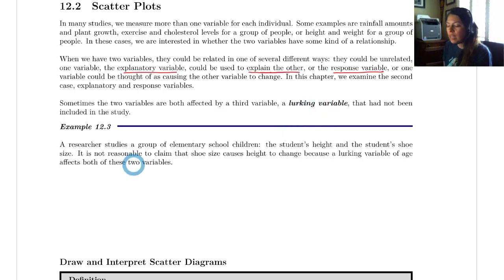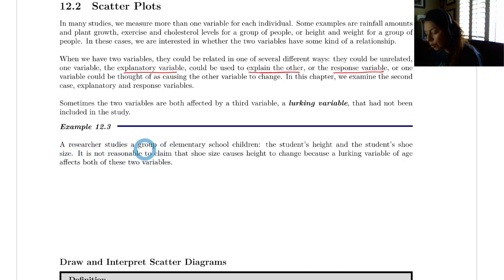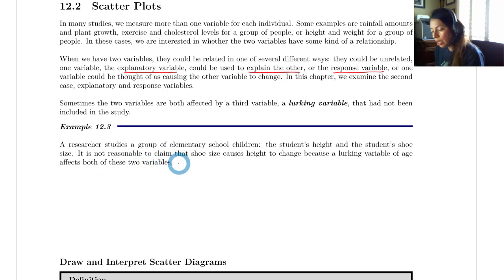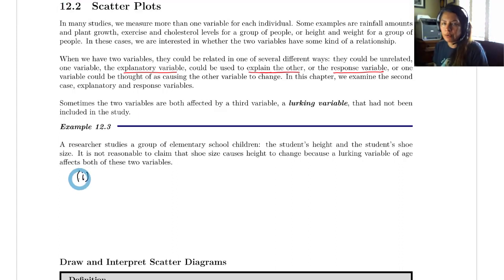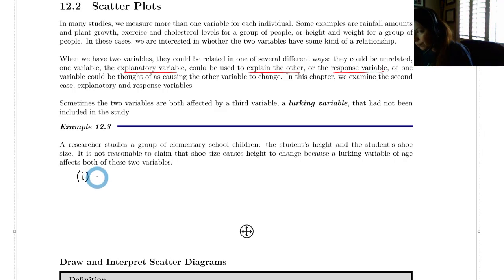So let's go ahead, I did a very basic example I feel everyone can relate to. A research study of a group of elementary school children, the student's height and the student's shoe size. It is not reasonable to claim that shoe size causes height to change because a lurking variable of age affects both of these two variables. So, what are we saying here? The first thing we're saying is we're not denying there's a relationship, right? There is a relationship between height and shoe size. Height and shoe size are related.